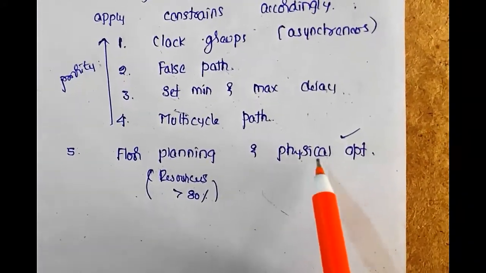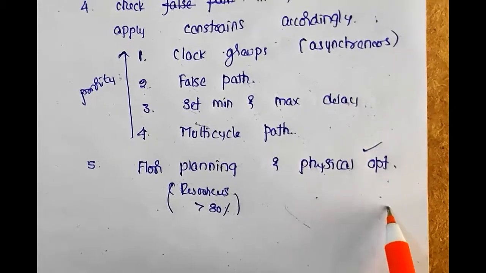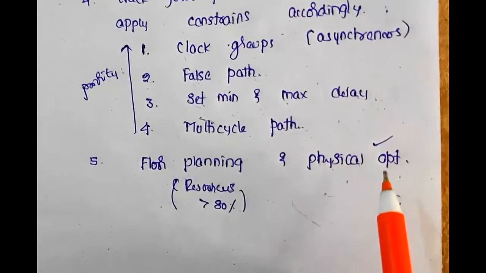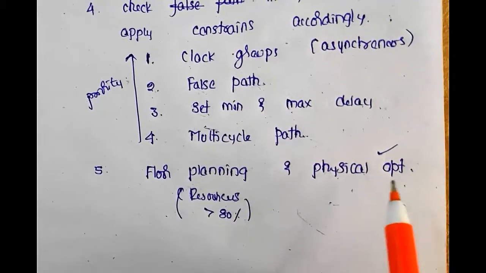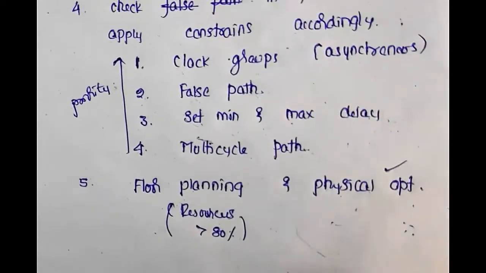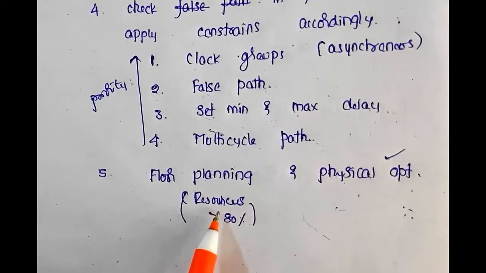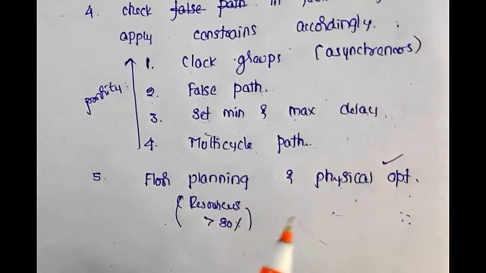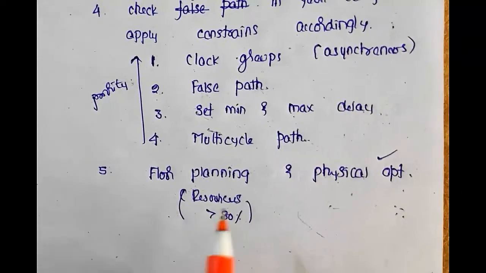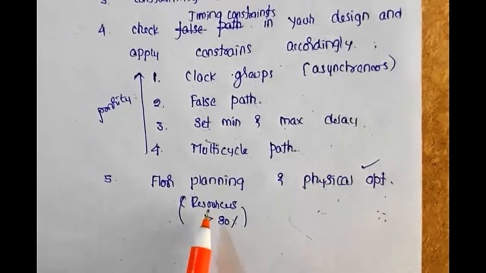Physical optimization: you do the optimization of your place and optimization of your route during the implementation time. Once it's done, it may reduce the net delay. It can do it, depending upon the tool. Still if it is not met timing, you can go for floor planning, but the condition is to have resource utilization greater than 80%. You can see the resource utilization of your design. If it is greater than 80, you can go for floor planning.